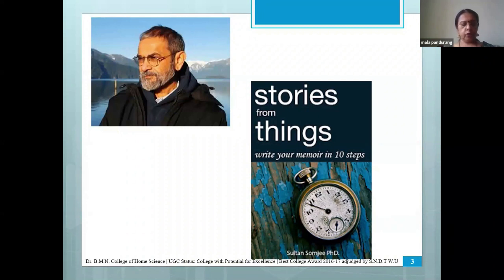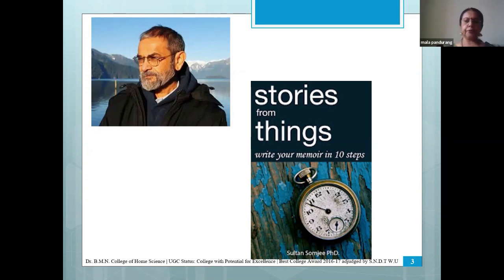Somjee published a very engaging handbook, Stories from Things, Write Your Memoirs in 10 Steps, which is intended to help the reader to use one's collection of daily things to unlock memory through 10 simple steps. For example, we have a picture of an old watch on the cover and how you could reconstruct your family history using material objects that are there in your own households. And the stories of one's life thus articulated can be collated into a collective legacy to be passed on to the next generation. And this is one of the things that he tried out in this particular museum that he curated.